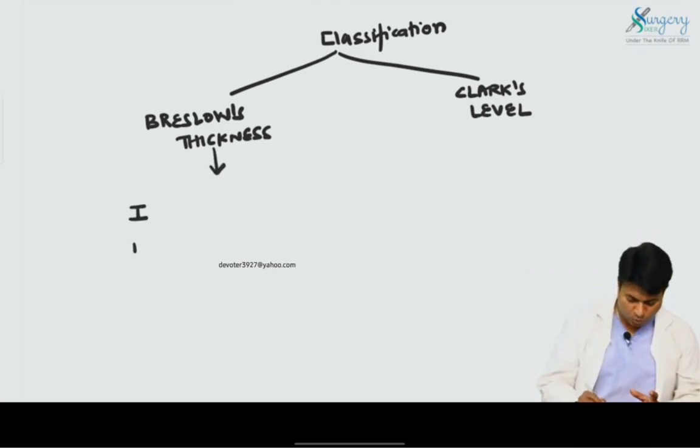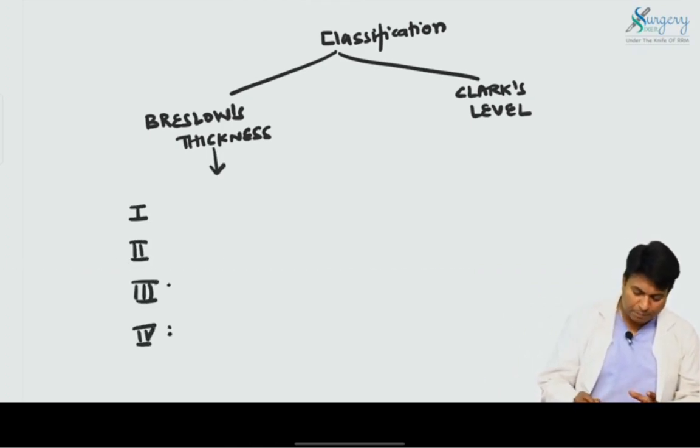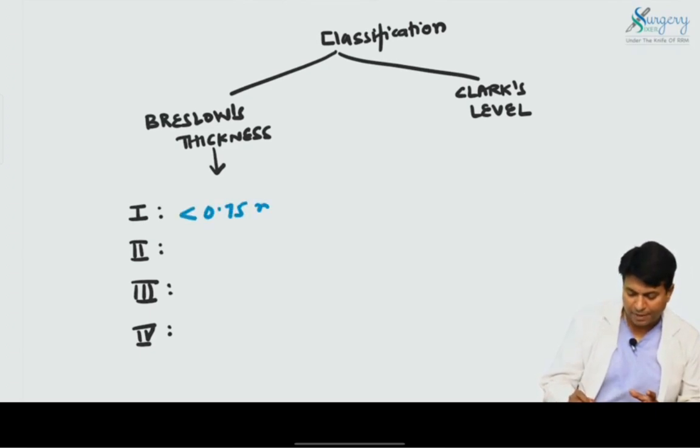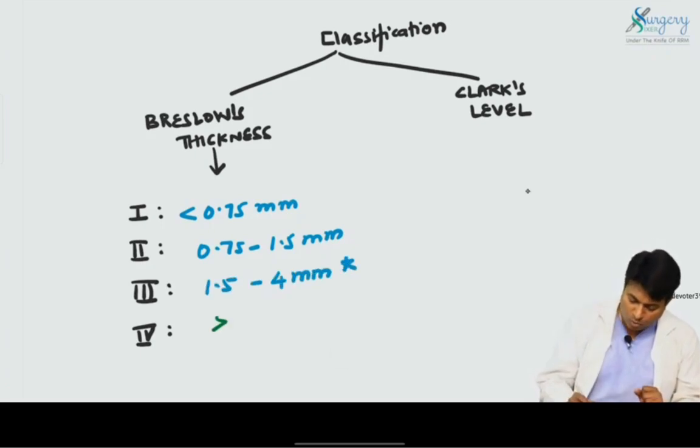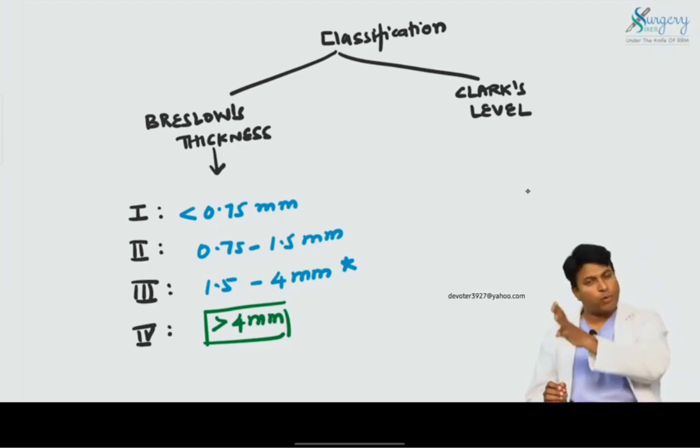Breslow's thickness has 4 types. 1, 2, 3, 4 types. Only 4 types. The depth of infiltration less than 0.75 millimeter is type 1. 0.75 to 1.5 millimeter is type 2, Breslow's type 2. 1.5 to 4 millimeter, here you should understand, it is 1.5 to 4. If it is more than 4 millimeter, it is Breslow's 4. So please remember 4 for 4. More than 4 is 4.